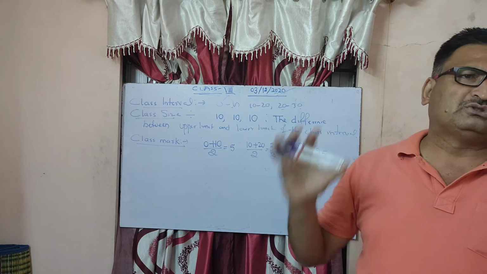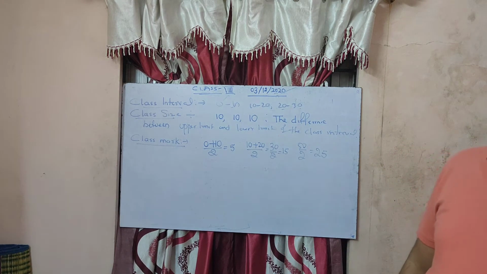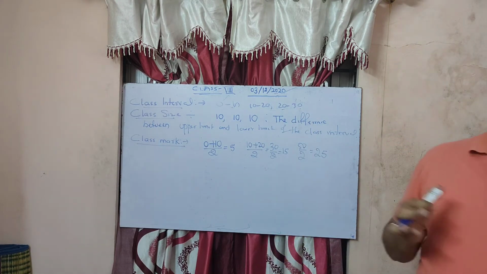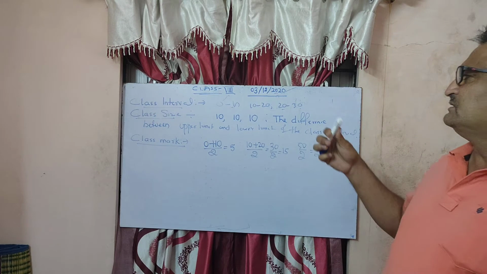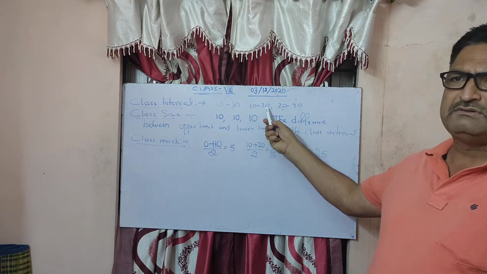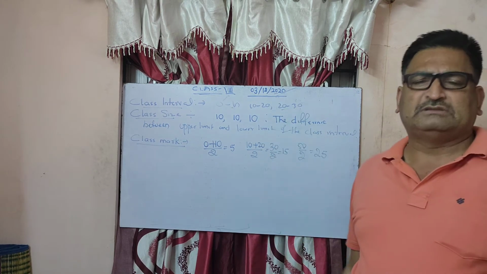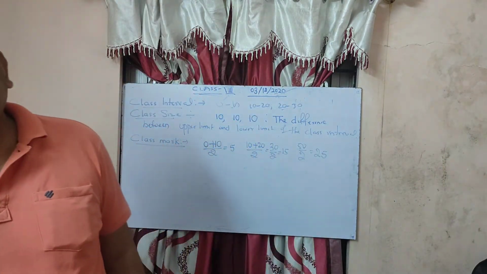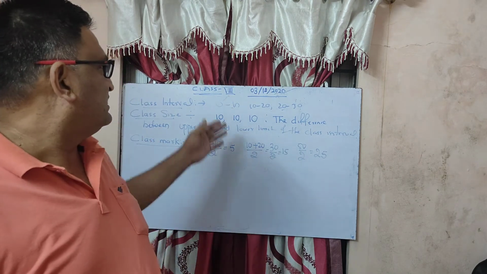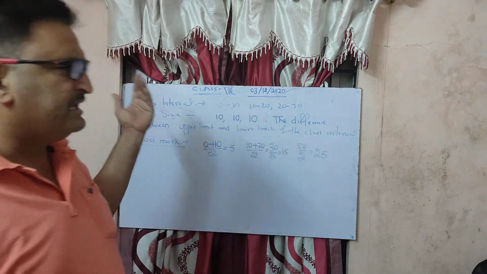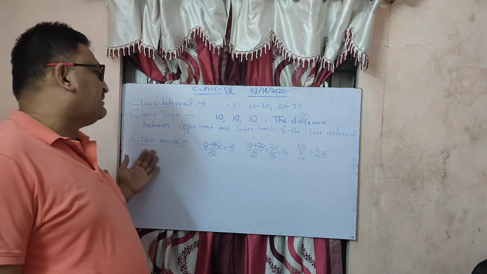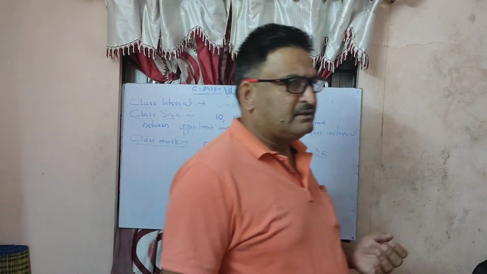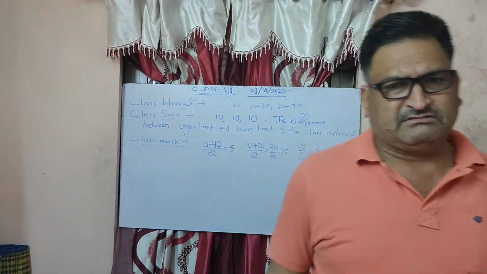Just add those numbers and divide by the number of observations. I told you, in place of data, we can call them observation. That is sum of the observations divided by number of observations. That is how we calculate the average of any class interval or any numbers. In the same way, class mark is the average of each class interval.